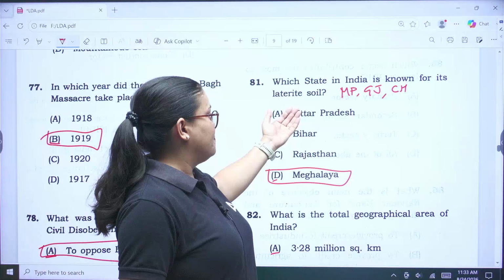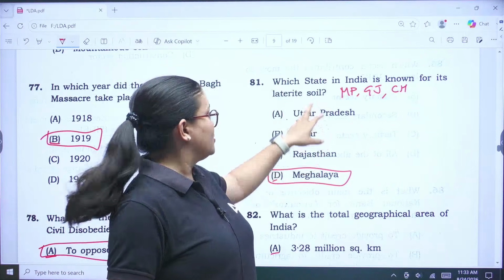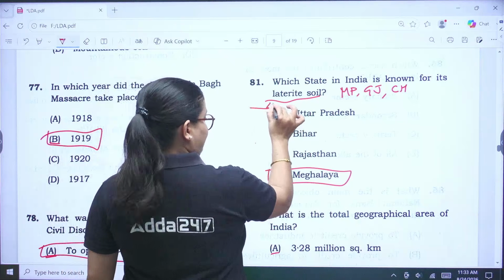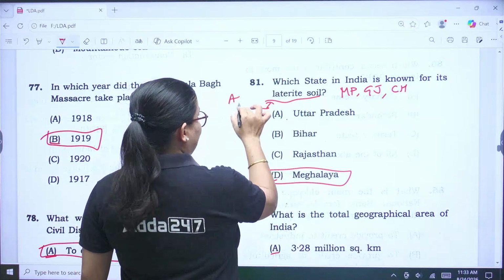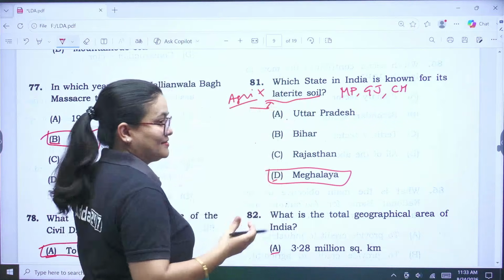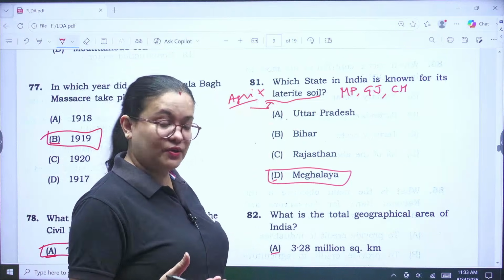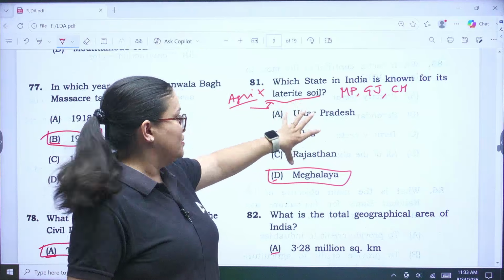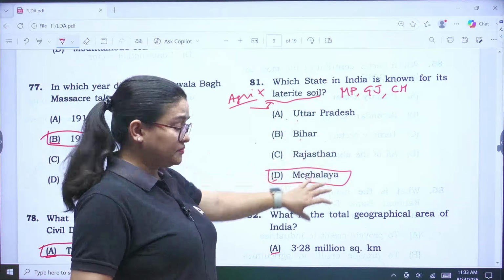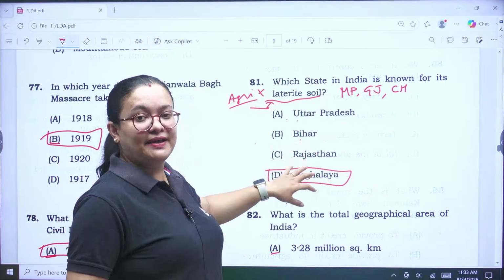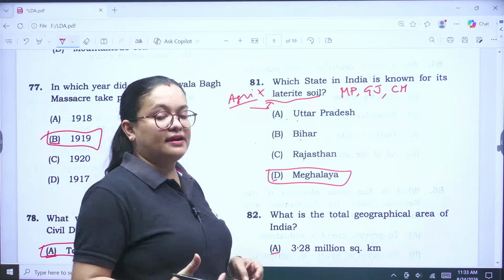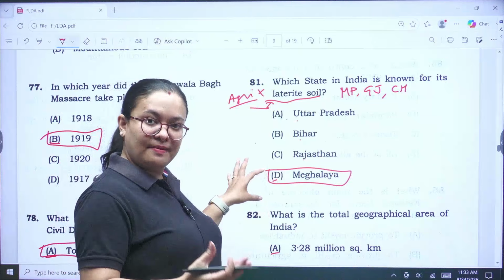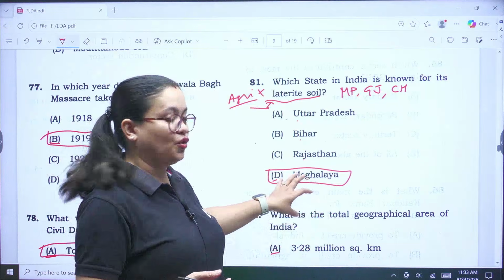So whoever answered UP or Rajasthan, that is incorrect, because laterite soil is very infertile soil. This is very bad for agriculture. We are not dependent on laterite soil for agriculture. For agriculture, we are dependent on alluvial soil. These areas of India are very good for agriculture. This will never be the answer. Laterite soil is found in Meghalaya, where hilly crops are grown. But the maximum quantity of rice or wheat is not grown here, right?